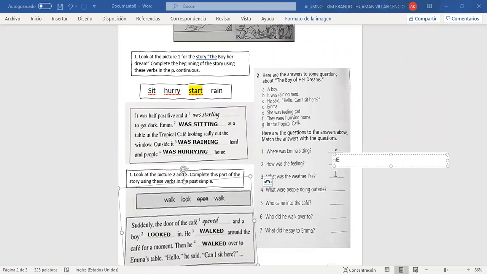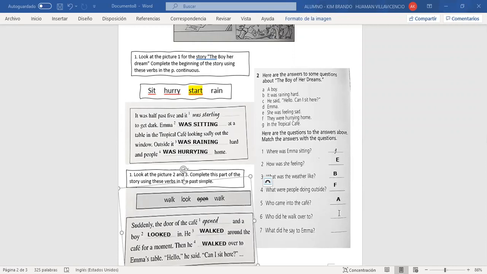Okay. Number three. What was the weather like? Yes, it was raining hard. Four. What were people doing outside? They were hurrying home. Yes, it's letter F. Very good. Who came into the café? Who came in? No, ¿quién entró? I think the boy. Letter A.